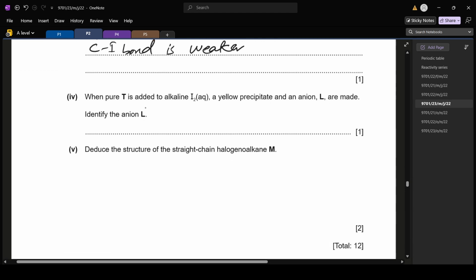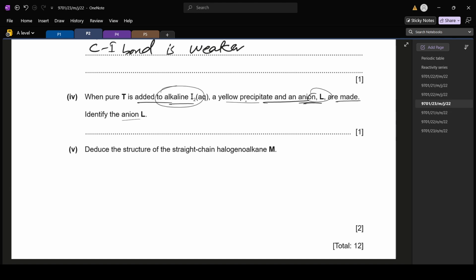Okay, when pure T is added to alkaline iodine, a yellow precipitate and an anion L are made. Identify L. This is the yellow precipitate, and this is the test for alkaline iodine. This is the test for, you can say, a methyl group.